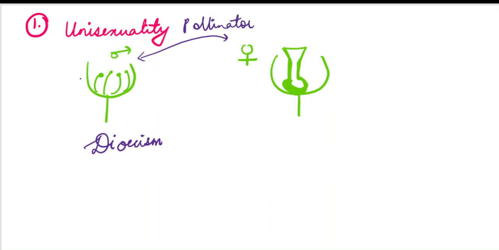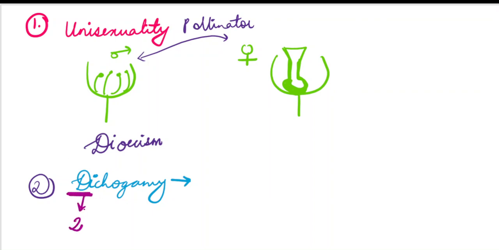Okay, now the second point is dichogamy. What is the second point? The second point is dichogamy. Dichogamy means that both the male and the female mature at different times. See, the word dicho means two different, di means two. Dichogamy means two different times, meaning male and female parts mature at different times.